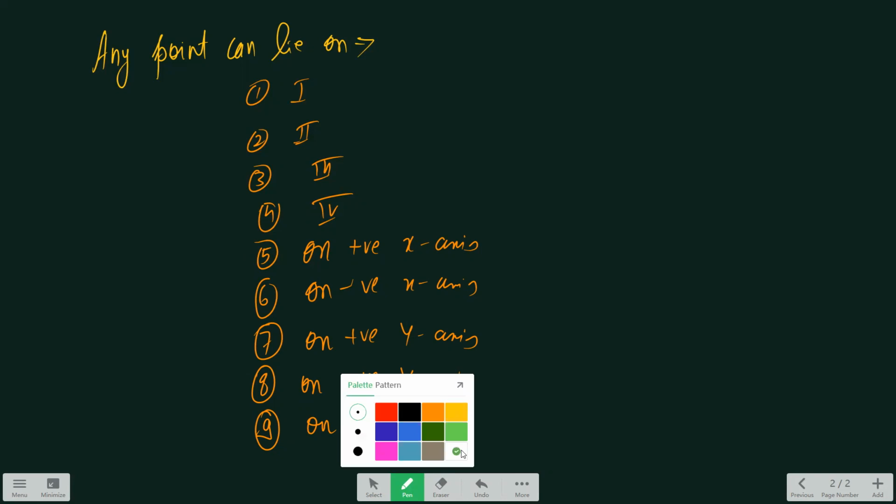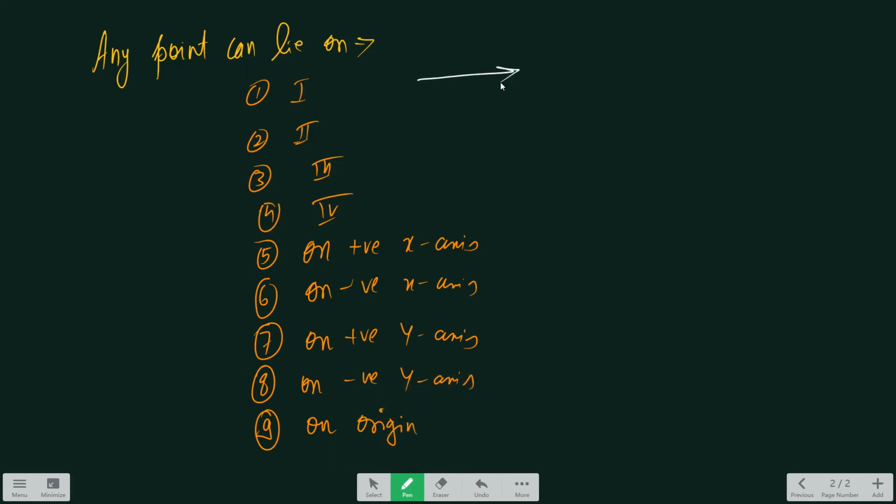How will you get to know what the standard form is? If any point is lying in the first quadrant, then its standard form is x comma y. In the second quadrant, it is minus x comma y. In the third quadrant, it is minus x comma minus y. In the fourth quadrant, the standard form is x comma minus y.